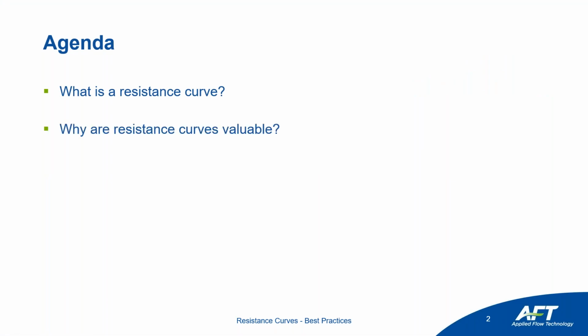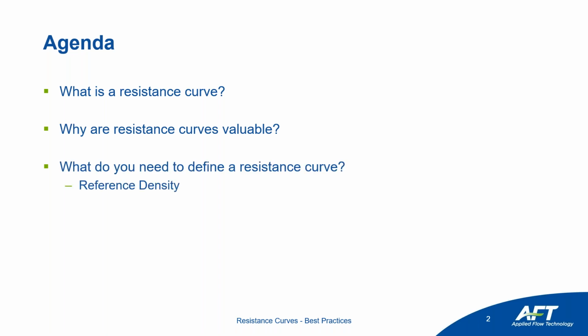So the agenda today, again, it's a relatively simple concept, so it won't be too intensive. First, we'll talk about what is a resistance curve. We'll talk about why a resistance curve is valuable in the sense of hydraulic modeling. What information do we need to define a resistance curve? With that, we'll touch on the concept of reference density and how that can impact your results. We'll discuss some of the common pitfalls that you want to try to avoid. Again, you attending this webinar and watching it is a good first step to avoid these common pitfalls. And then finally, how can we troubleshoot resistance curves if they are causing convergence issues within a model?